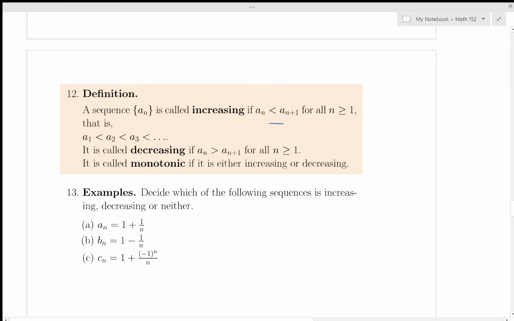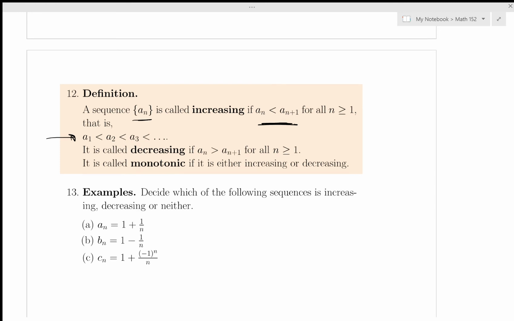Okay, so here we've got a sequence, a list of numbers, and we call it increasing under this condition: an is less than an plus 1 for all n greater than or equal to 1. Basically, the numbers keep getting bigger. It's called decreasing if the opposite happens, if an plus 1 is always less than an. If it's either one of those two, we call it monotonic. So it can be monotonically increasing or monotonically decreasing. If it oscillates up and down, it is not monotonic.